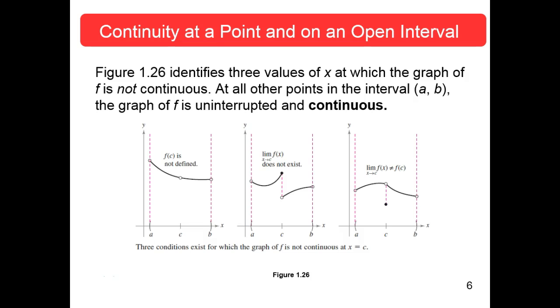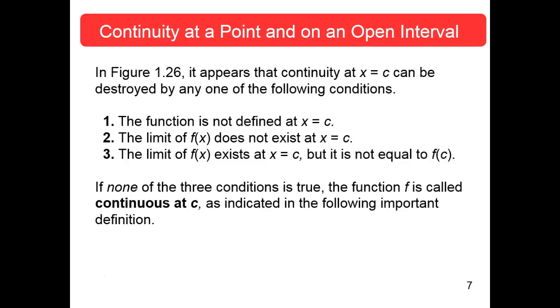It could be discontinuous at C because it has a huge jump in the whole graph, or it could be discontinuous at C even if it has a value at C and otherwise would be smooth and continuous. It's not because it's not where you expect it. So those are three different ways that it can be discontinuous at some value C. Okay? Now, by that figure, it appears that the continuity at x equals C can be destroyed, boy, that's strong, isn't it, by any one of the following conditions.